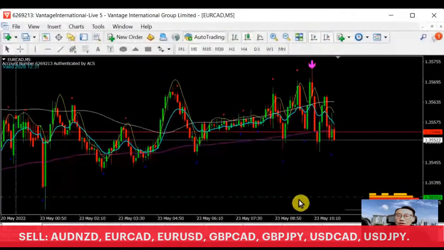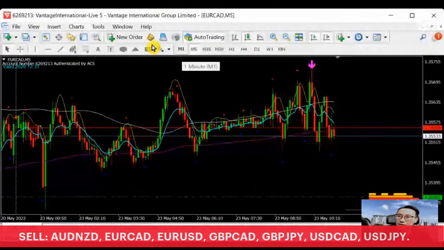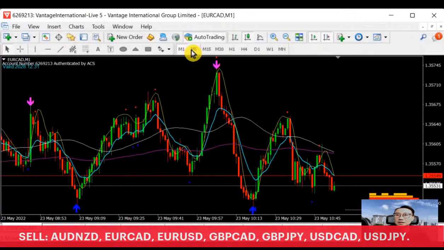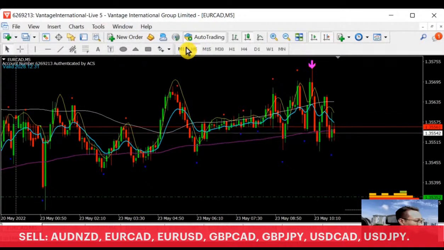Okay, let's move over this. Okay, Eurocat over here. Eurocat. Well, Eurocat is actually moving, moving quite good. I guess just another 2 more minutes to go.